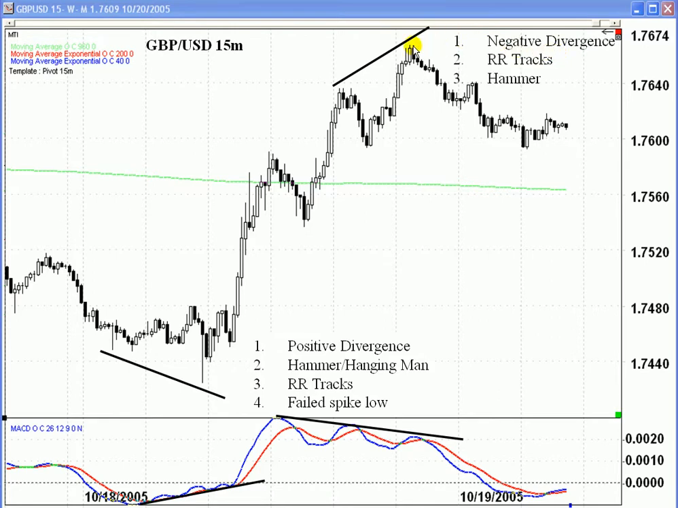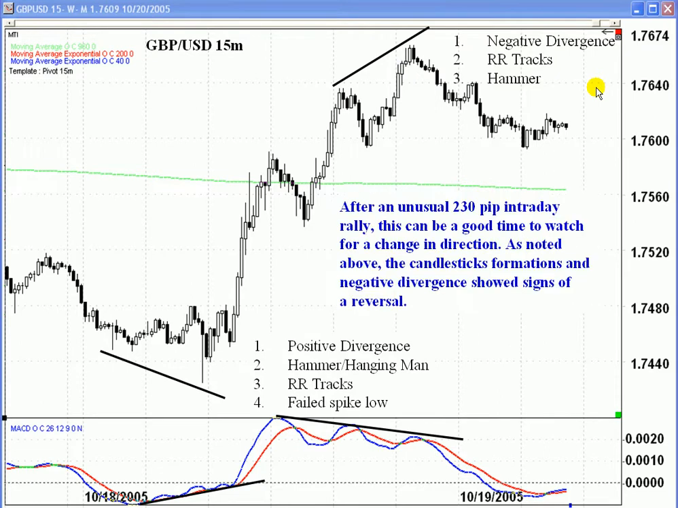Here we see a negative divergence, railroad tracks, and a hammer. Here, hammer, railroad tracks. This will also lend to another indicator that we're going to introduce later, and that is the max true range, the max true range indicator, which is one that I really like to trade.